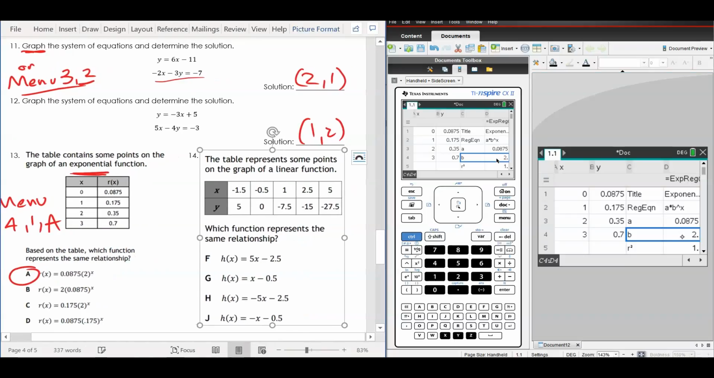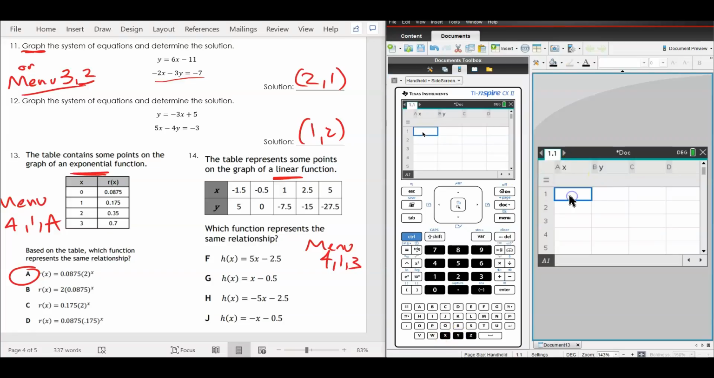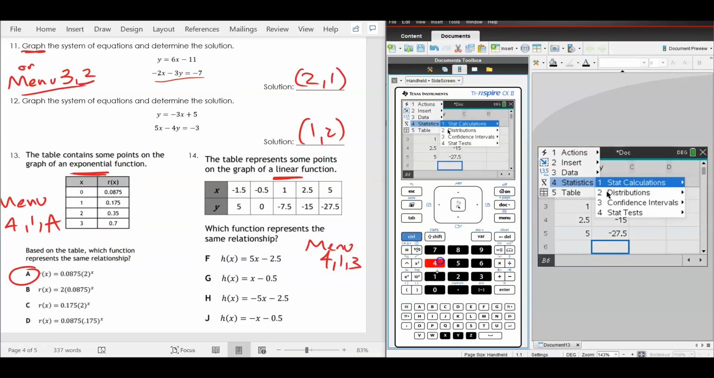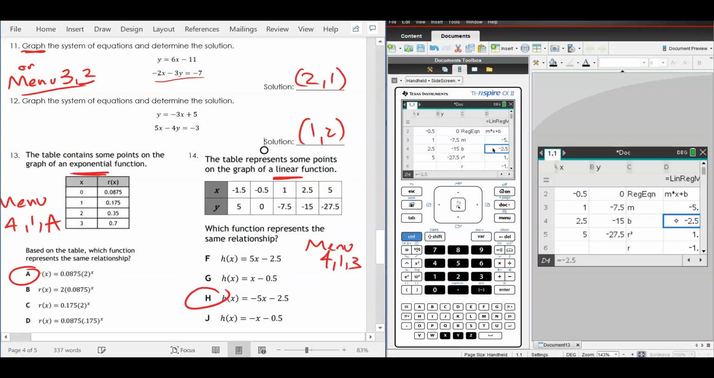Okay, number 14, it's asking for a linear function. When you type that in, it's going to be spreadsheets, menu 4, 1, 3 this time. So again, x and y at the top. Type these in. All right, start putting these in. And like we said, it's menu 4, 1, 3 because it said linear. X is x, y is y. So mx plus b, negative 5x plus or minus 2.5. H.